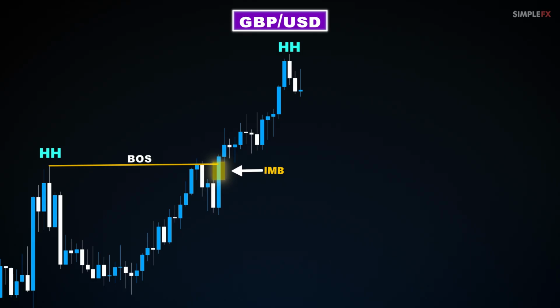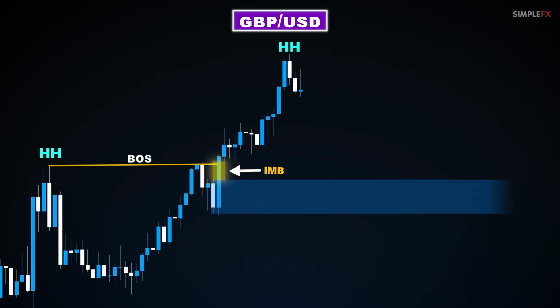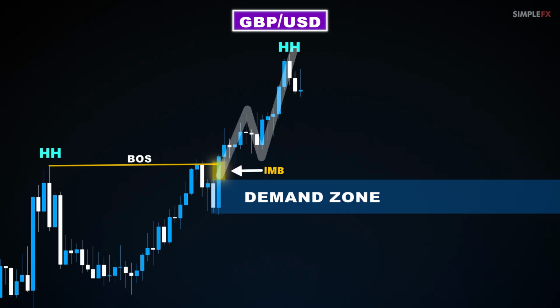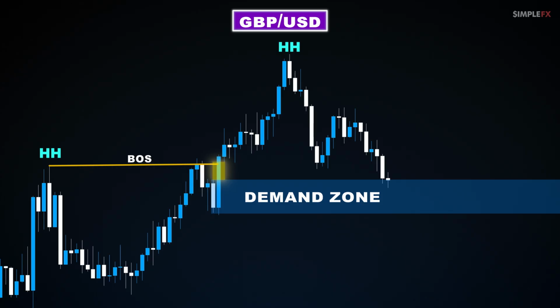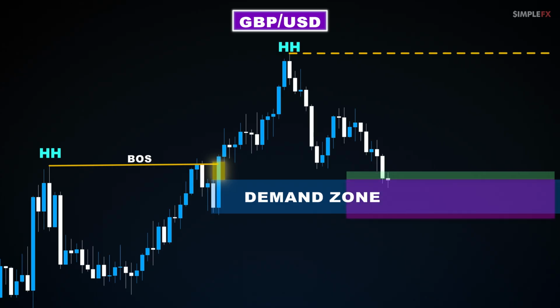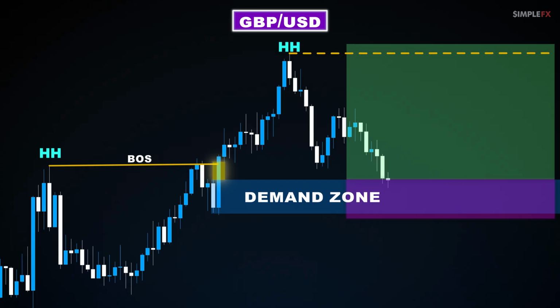Just below that imbalance, we can spot a clean demand zone, formed by the last candle before the strong upward move. So, what does this mean for us? If price pulls back into this zone, it could offer a strong buying opportunity. Where should we aim for profit? The swing high. Why? Because we're in an uptrend, and price often seeks to clear out previous highs. This setup offers about a 3.45R trade.